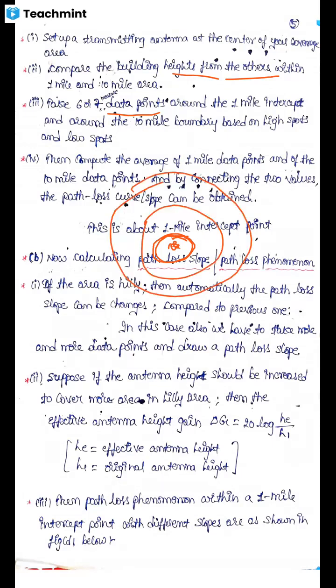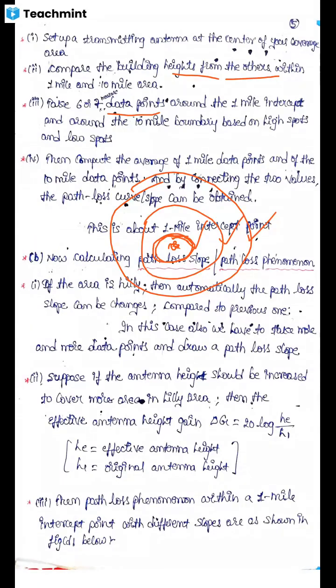We will take high spot areas and low spot areas, and finally we will calculate the mean value. We will calculate the mean value of high spot areas and low spot areas at the 1 mile distance, 5 mile distance, and 10 mile distance.